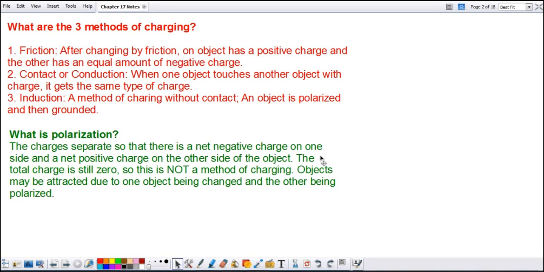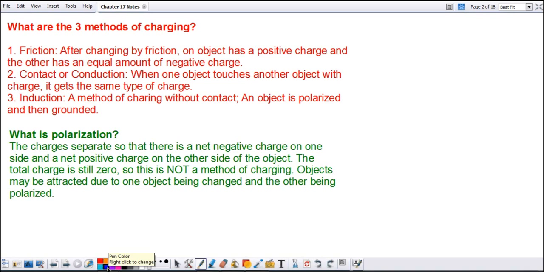Okay, so we discussed charges, and now we're going to go ahead and discuss the methods of charging something, giving something a positive or a negative charge. There are three methods for charging. The first one that we're going to talk about is friction. Friction is a very common way of charging something.